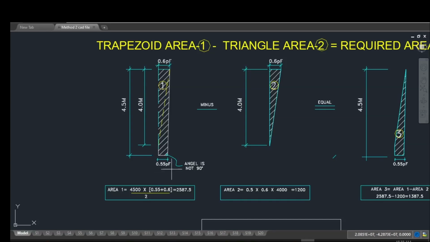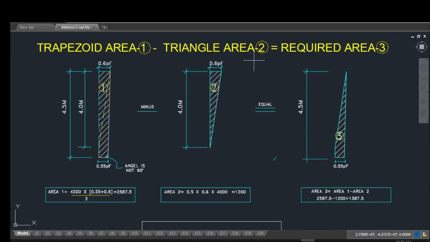So area 1 is simply 4,500 millimeters multiplied by 0.55 plus 0.6 divided by 2. The equation for the area of a trapezoid is H times A plus B divided by 2. A is that point up here, and B is the second portion, divided by 2, and that will give you 2587.5. The units here are picofarad millimeters. And area 2 is half base times height, half times 0.6 times 4,000, and that's 1,200. All right, and that's it.